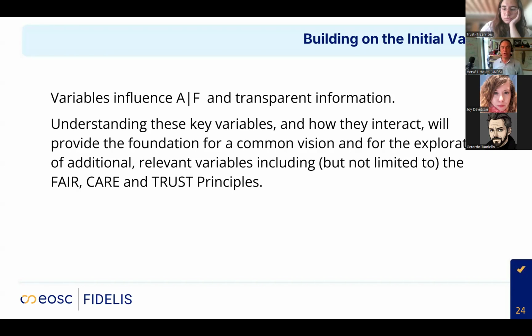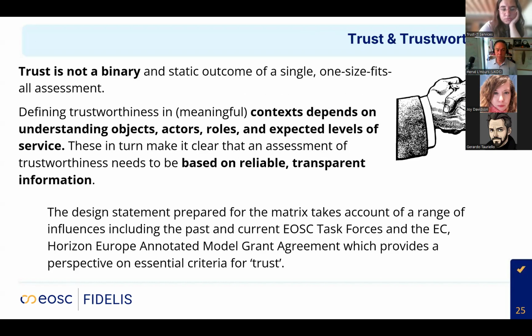Yeah, and they'll provide the foundation for a common vision and for the exploration of additional relevant variables over time. So these include, but aren't limited to, the FAIR, CARE, and TRUST principles, and there's already emerging work on these and how they're associated with the matrix. But possibly the biggest part of this and the biggest challenge to model over time is the trust and trustworthiness piece. So we've said before that trust is not a binary or a static outcome of a single one-size-fits-all assessment. So defining trustworthiness in a really meaningful way means defining the contexts, and that depends on understanding the objects, the actors, the roles, and the expected level of service.